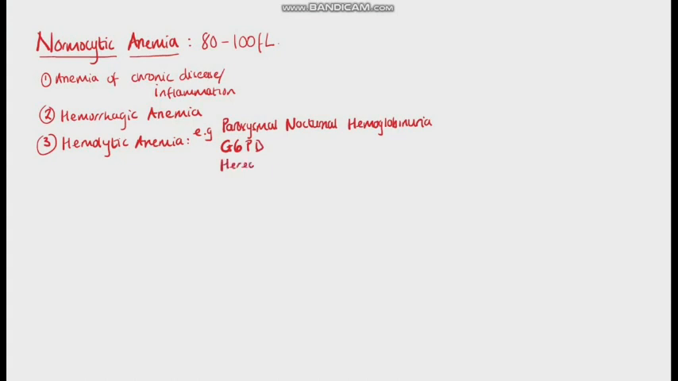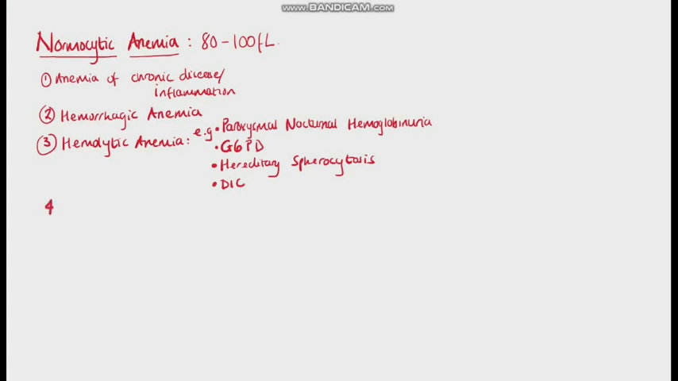Now let's look at normocytic anemia. So the MCV here is between 80 and 100 femtoliters, like we said. Included in this category are the anemia of chronic inflammation, hemorrhagic anemia, hemolytic anemias like paroxysmal nocturnal hemoglobinuria, G6PD, hereditary spherocytosis, disseminated intravascular coagulopathy. Again, I'll go into details on these in the hemolytic anemia video.